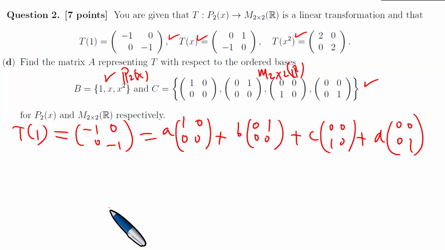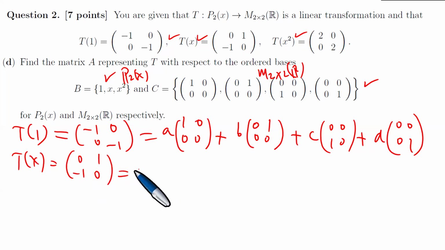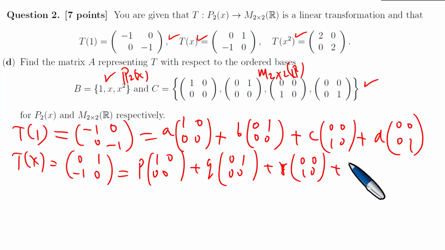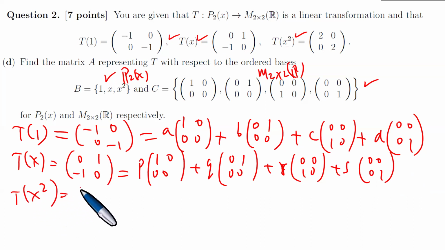We start with this one. We need to write all the equations, like T of x. We might be fast to see the pattern here. T of x is 0, 1, minus 1, 0. Then we have different scalars, P, Q, R, S, times 1, 0, 0, 0; 0, 1, 0, 0; 0, 0, 1, 0; 0, 0, 0, 1. And T of x squared is 2, 0, 0, 2.